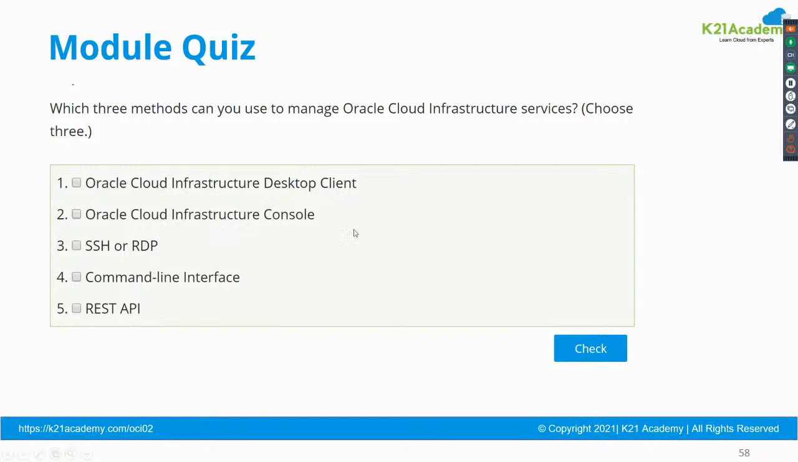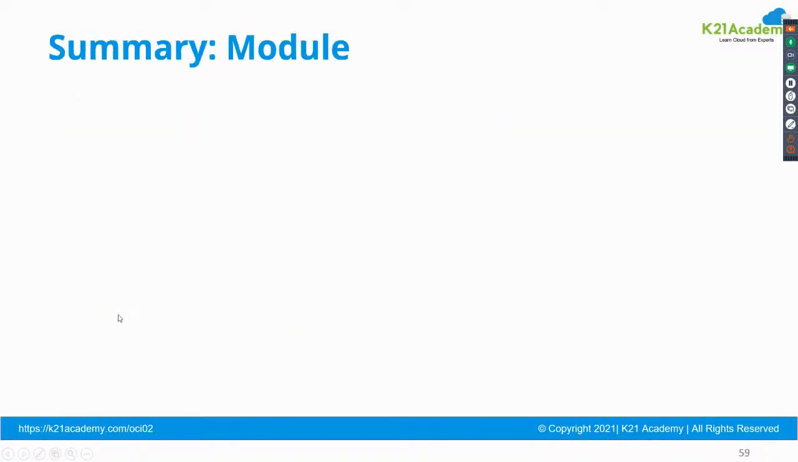The desktop client, there is no such thing. The second is the OCI console, yes, through which you can access it. SSH or RDP is something through which you access a Linux machine or a Windows machine, but not necessarily in OCI. Command line interface, yes, that is where you can access it. And REST APIs. So 2, 4, and 5 are the answers.